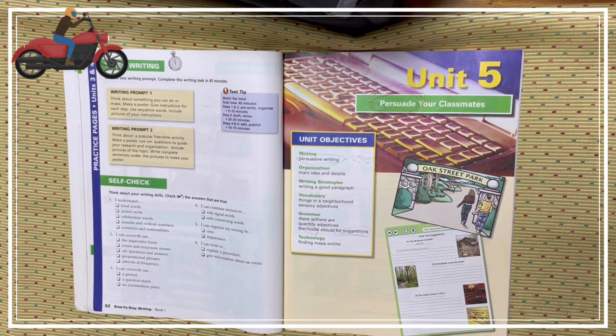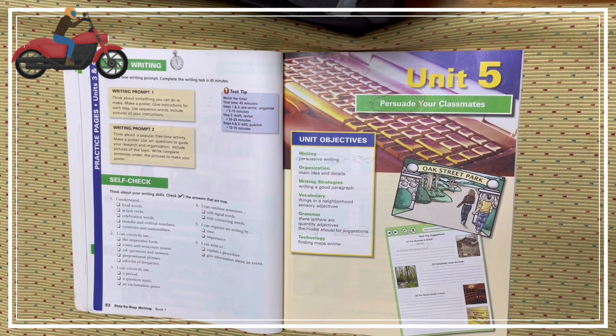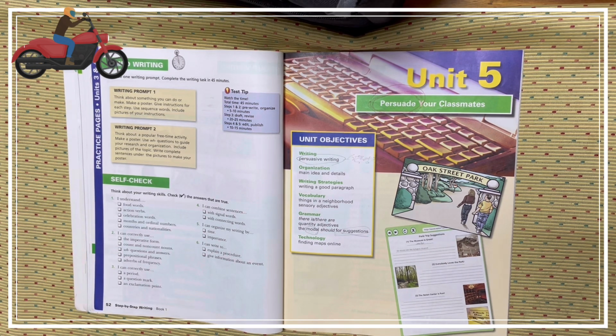Today I am going to read Step by Step Writing Unit 5, Persuade Your Classmates. 설득하기. 네, 학교 친구들을 설득하기. Unit Objective: Writing Persuasive Writing. 설득형 글짓기. Organization: Main Idea and Details. 주제와 세부 내용. Writing a good paragraph.